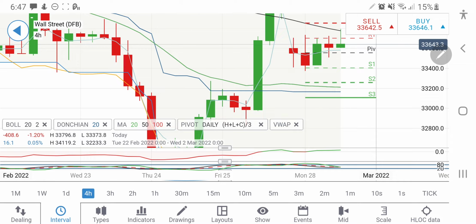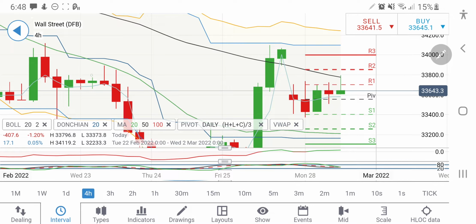Now look at the 4-hour charts. On the 4-hour chart, the 50-period moving average is at 33,800, definitely giving it a resistance, and the pivot is at around 33,850 and 34,000. These two levels are going to be very strong resistance for US30 for any upside move, and that is what we expect. First resistance here at around 33,700, next resistance 33,840, then 33,900 will come into picture.